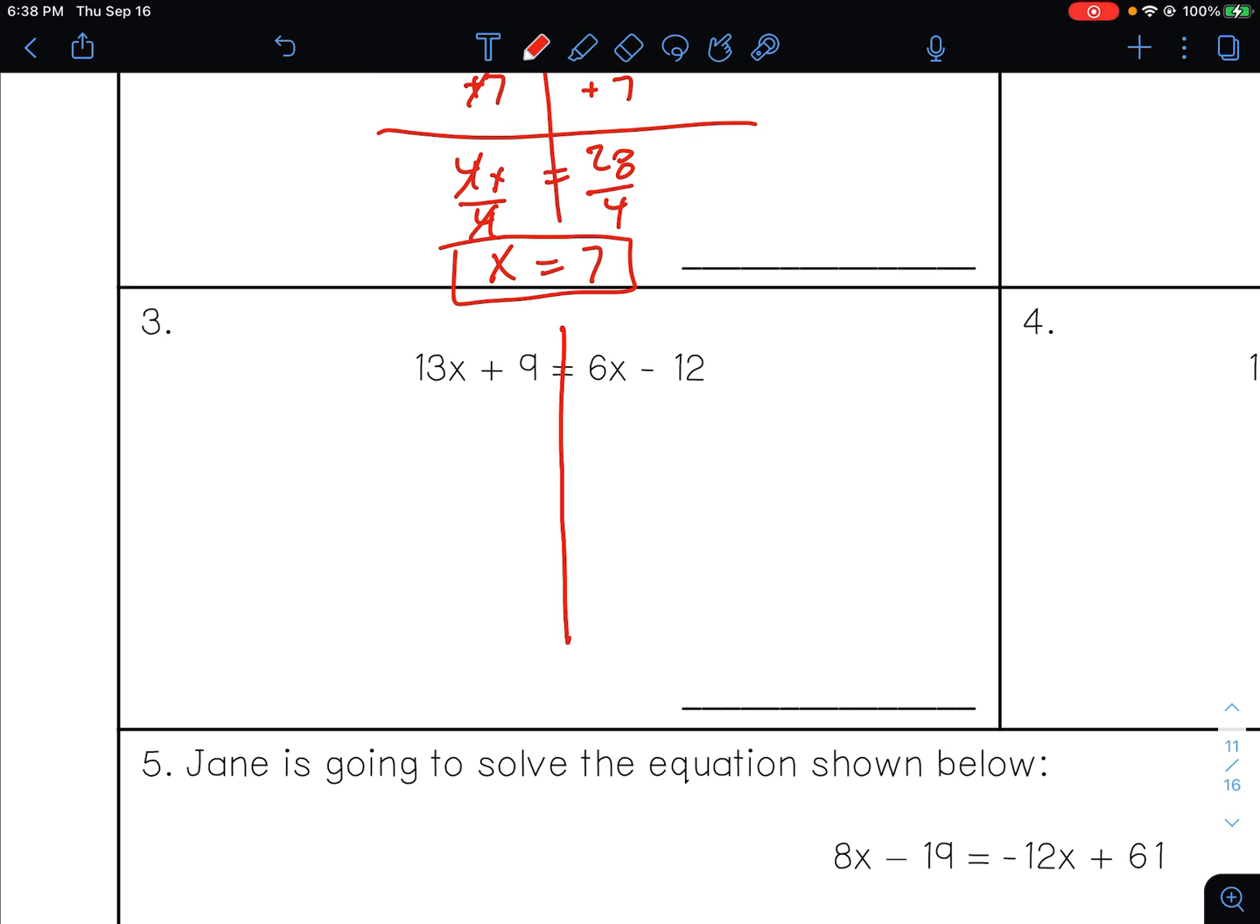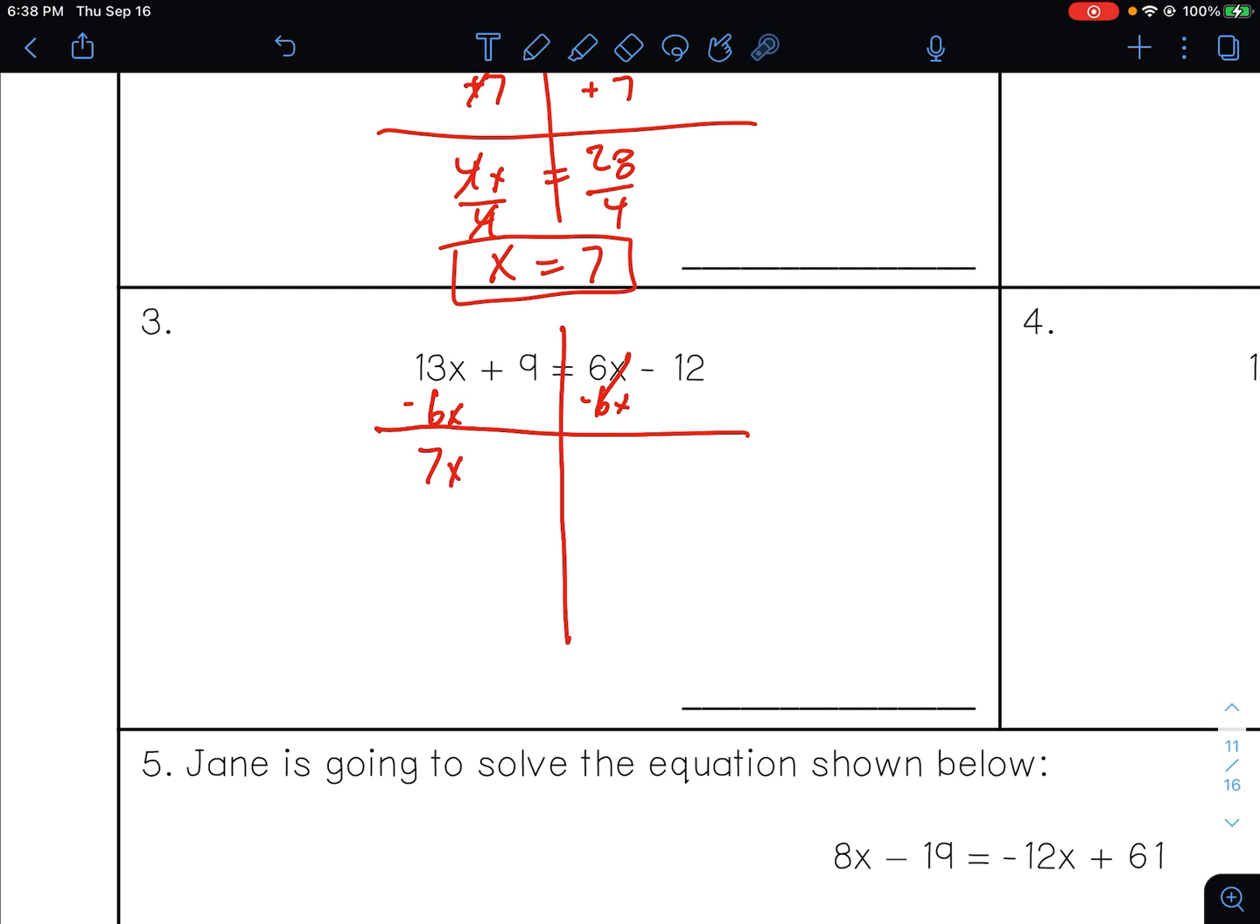I have 13x and 6x. I'm going to subtract the 6x, which cancels that out, and subtract this by that. That's going to get me 7x, I believe. And this is a shortcut. I could write down plus 9 and bring down the negative 12, but let me show you what I like to do as a mental shortcut.